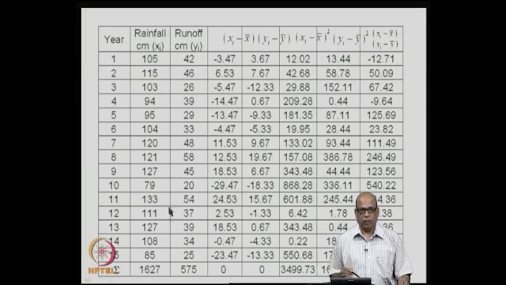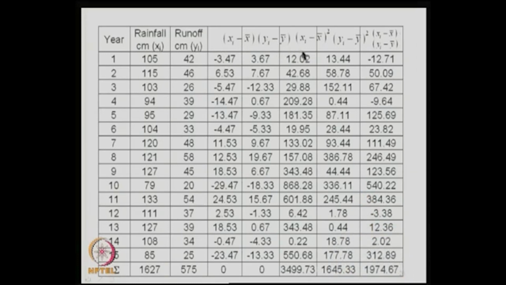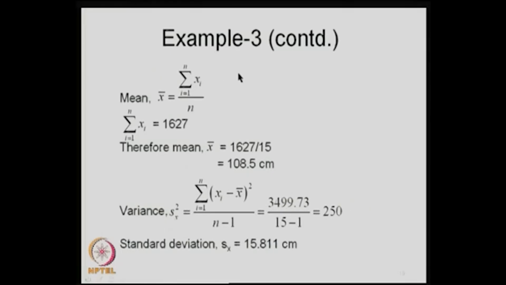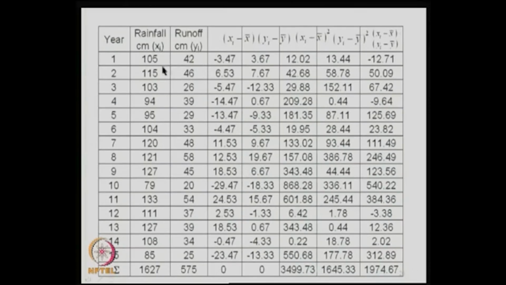The rainfall values are given here and the concurrent values of runoff are given here. Then we obtain x i minus x bar and y i minus y bar, x i minus x bar the whole square, y i minus y bar the whole square, and then x i minus x bar into y i minus y bar. So, x bar is 108.5 and y bar is 38.33. So, what we do is x minus x bar here and y minus y bar here.